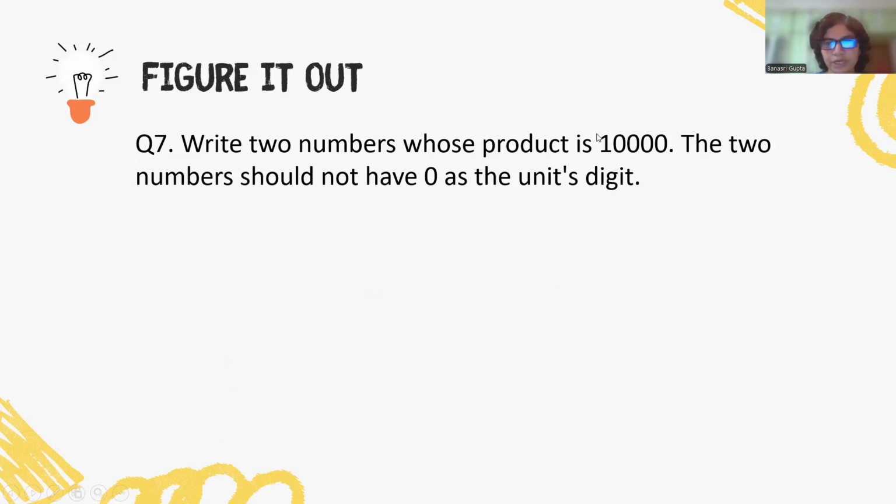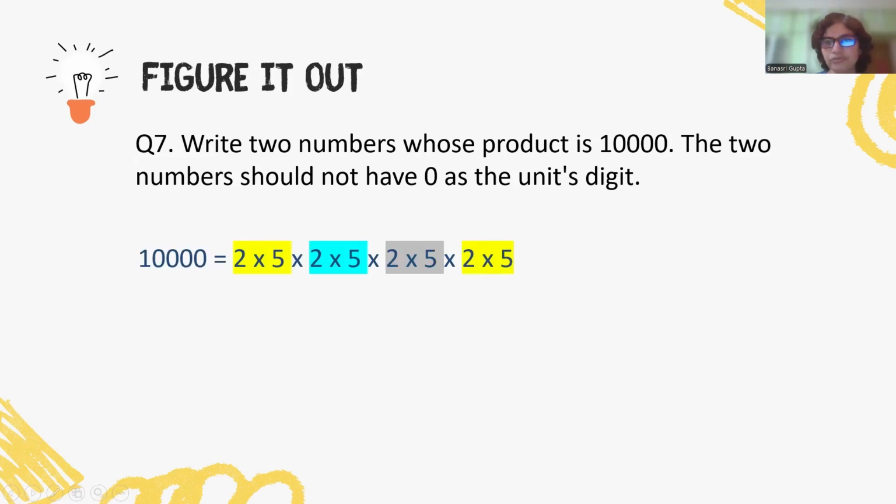Write 2 numbers whose product is 10,000. The 2 numbers should not have 0 as the units digit. So let us do prime factorization of 10,000. 10,000 is 10 to the power 4. If you multiply 10 four times, you get 4 zeros, right? So 10 into 10 into 10 into 10. We can write 10 as 2 into 5. So all the 10s we have split into 2 into 5.